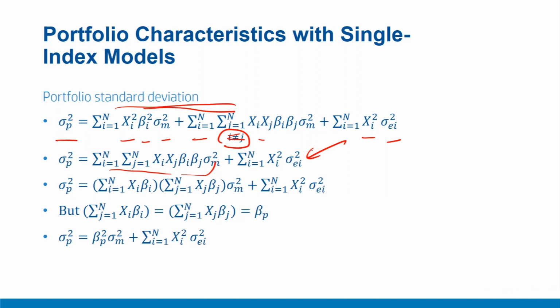Now again here we can replace this expression or divide this expression into these two components, summation xi beta i, 1 to n, and summation xj beta j, 1 to n, times sigma m square. Now please note that these are nothing but beta p. So this is also beta p, this is also beta p. And therefore the resulting expression is sigma p square equal to beta p square sigma m square plus summation xi square sigma ei square, i equal to 1 to n. This is a very interesting expression of standard deviation for portfolio in the presence of single index models.